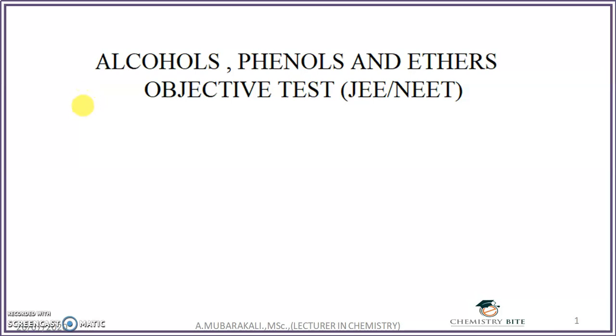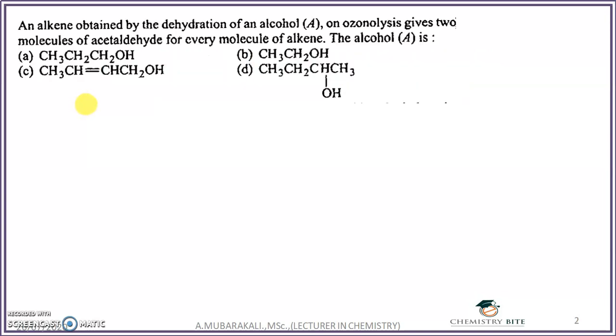So myself Mubarak. In this lecture we are going to discuss the objective questions related to alcohols, phenols and ethers. So here is your first question. In this question you can see an alkene obtained by the dehydration of the alcohol A on ozonolysis gave 2 molecules of acetaldehyde for every molecule of alkene. The alcohol A is?